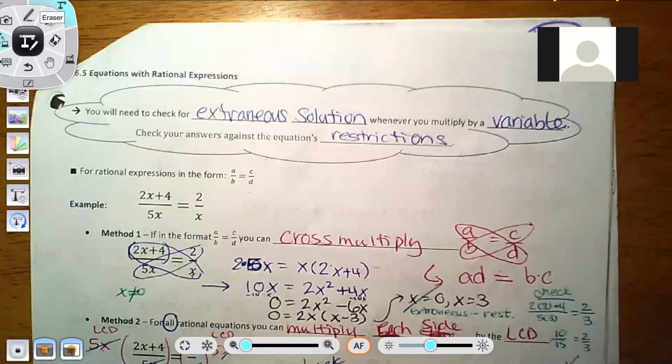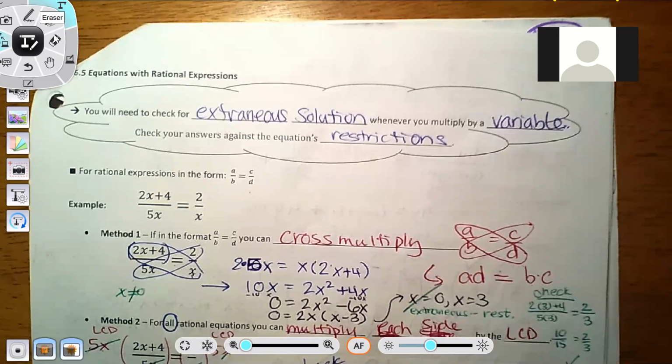One of the new things we'll have to pay attention to is that you cannot divide by 0. So if one of your solutions ends up being a restriction, then that can't be a solution. It's extraneous because it's a restriction. You can also have restrictions because of context, as we saw with other word problems.